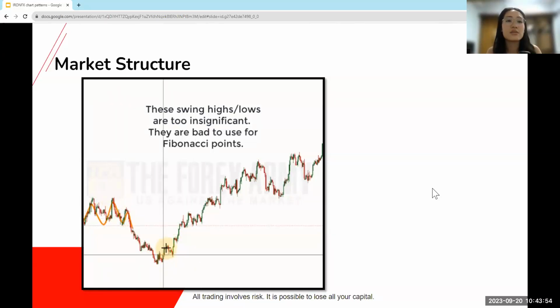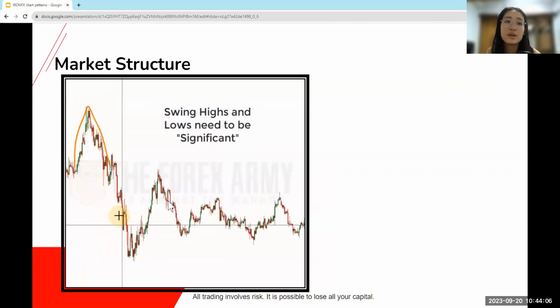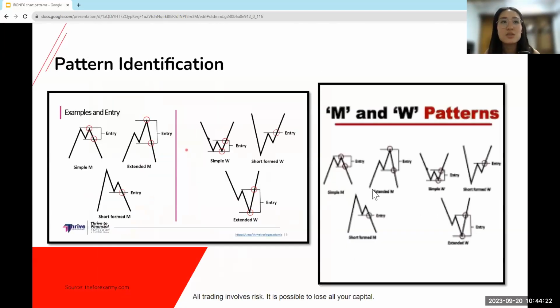Yeah. So as I mentioned earlier, market structure is really important. You want to make sure that your swing highs and lows are significant levels so that they're good points to use for Fibonacci. And this is the kind of structure that you want to look for when you are looking for Fibonacci levels, or even when you are doing your technical analysis. Okay, I'm just going to skip through those and get right into pattern identification.